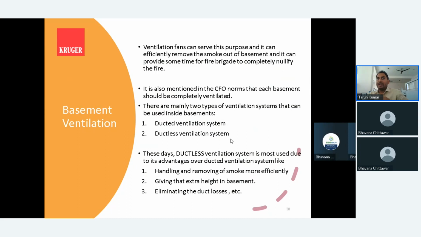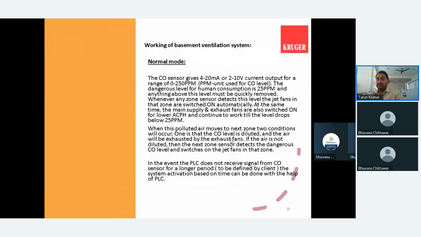And along with jet fan, we will come to know how many CO sensors will be required, because the CO sensor is going to play the vital role for the basement ventilation. There are two types of ventilation system for the basement ventilation: a ducted ventilation system and a ductless ventilation system. Nowadays the ductless ventilation system is very famous, so we are going to brief on the ductless ventilation system.